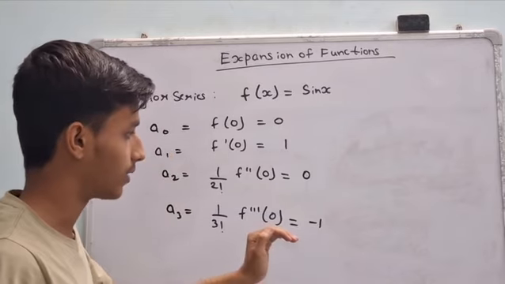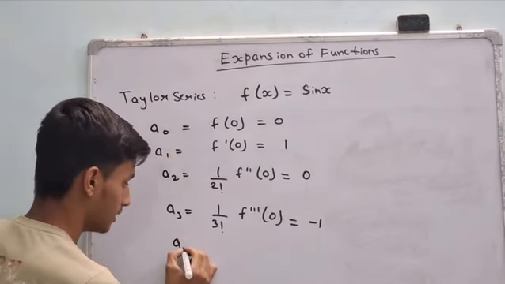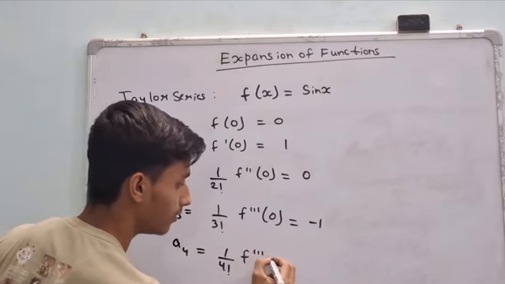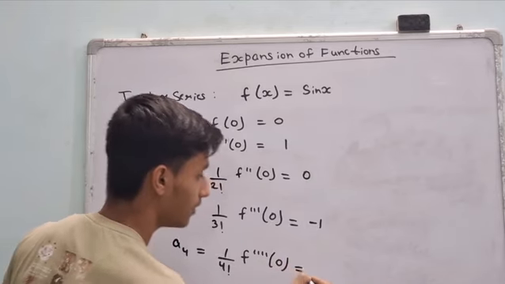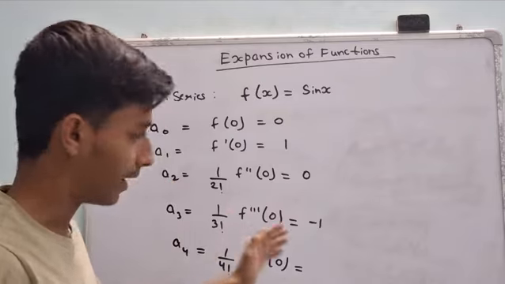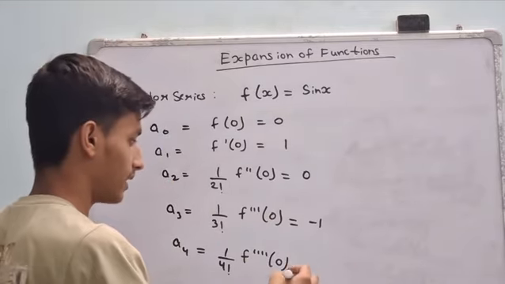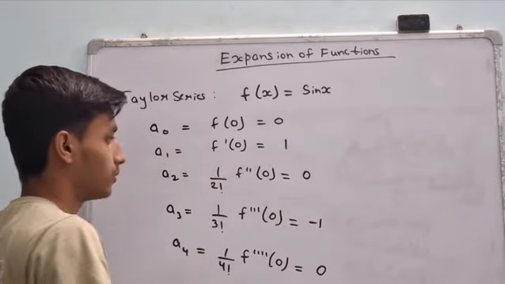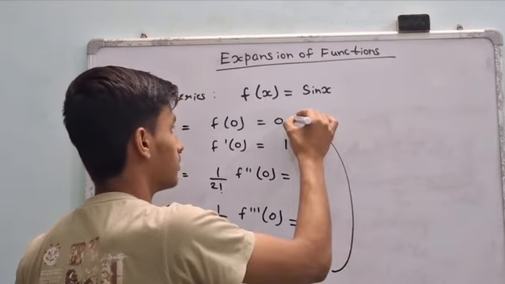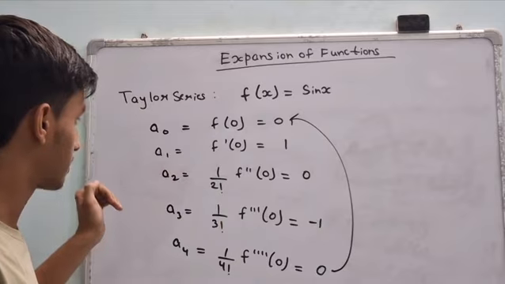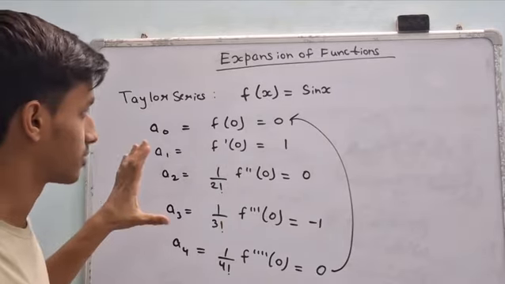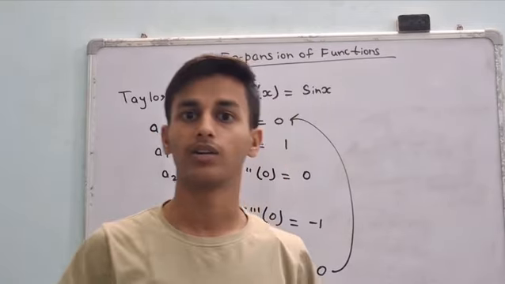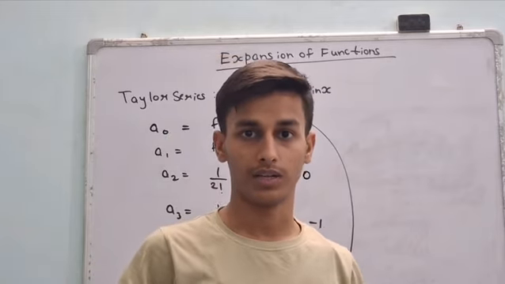But if we differentiate further, a4 will be 1 over 4 factorial times the fourth derivative of the function at 0, and we know that the derivative of minus cos x is minus sin x, and minus sin of 0 is, of course, 0. So if you try to repeat the cycle, we end up at this again. We can observe that after a series of 4 differentiations, this function repeats itself. So after 4 derivatives, we don't need to differentiate the function again and again.